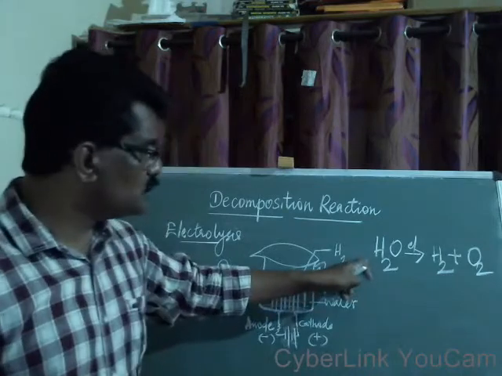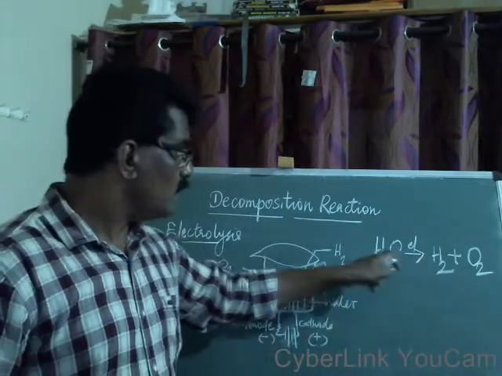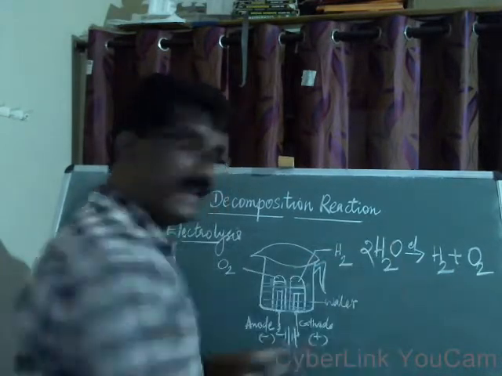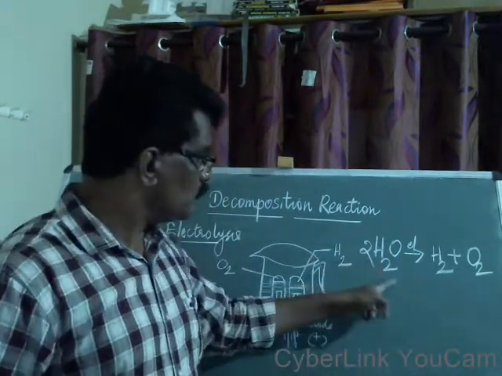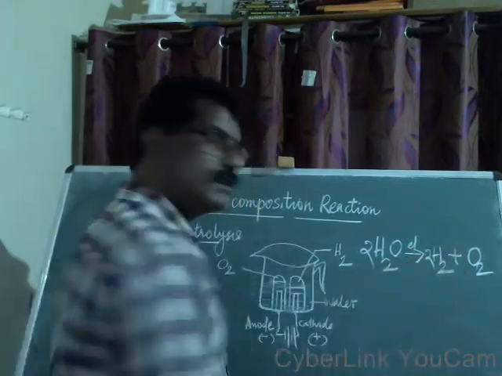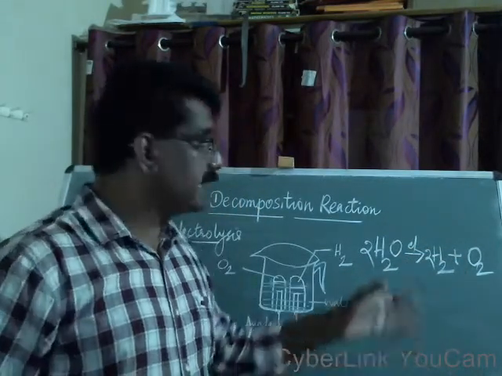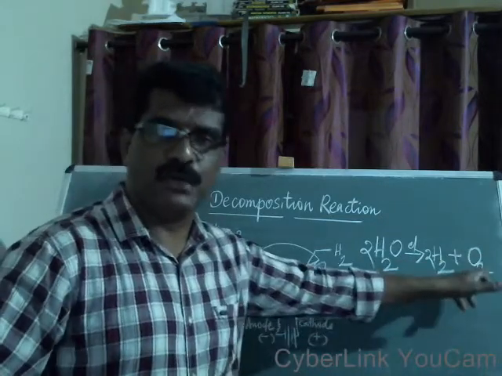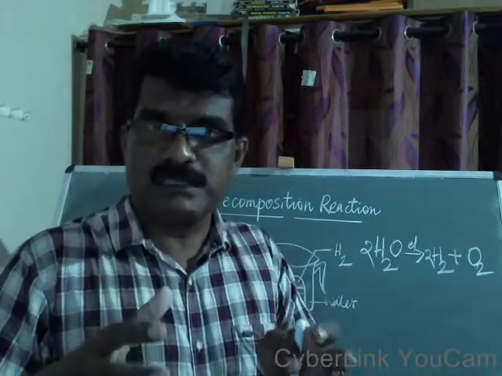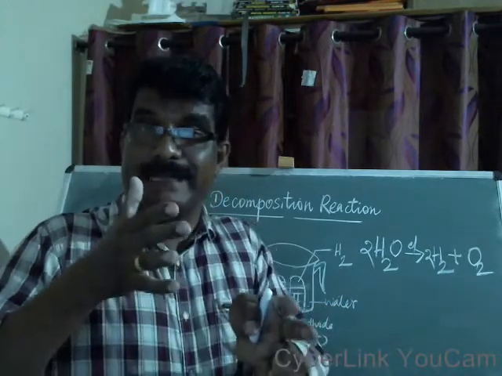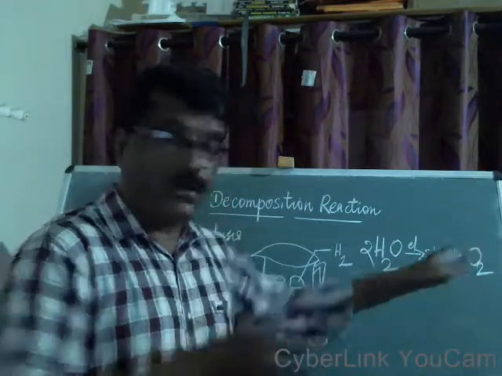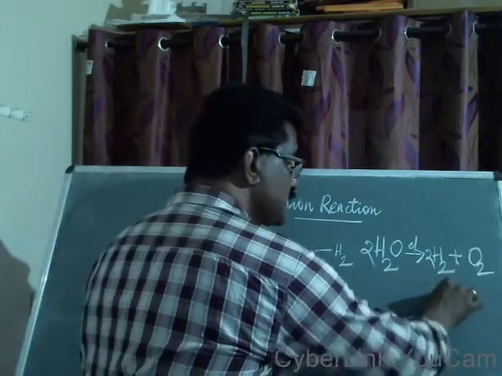See here, H2O gives H2 and O2. Oxygen is only 1 here, but here oxygen is 2. Therefore, I am putting a 2 here in order to balance this reaction. And when I put 2 here, 2 twos are 4, so I am putting a 2 here. Now the equation is balanced. You are getting 2 molecules of hydrogen and 1 molecule of oxygen. When a water molecule undergoes electrolytic decomposition, it produces hydrogen and oxygen in the ratio 2:1.